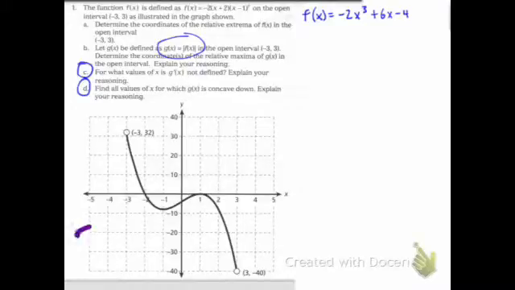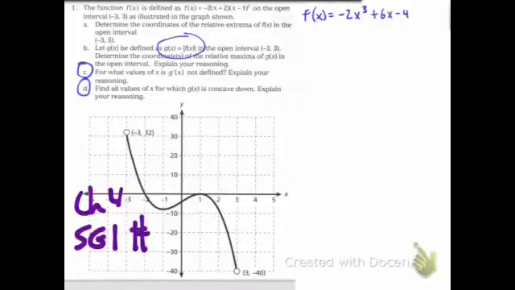Okay, so we're going to be doing Study Guide 1. This is Chapter 4, Study Guide 1, the first free response question. I was asked to do parts C and D. So for part C, we're trying to figure out when g prime of x is not defined.